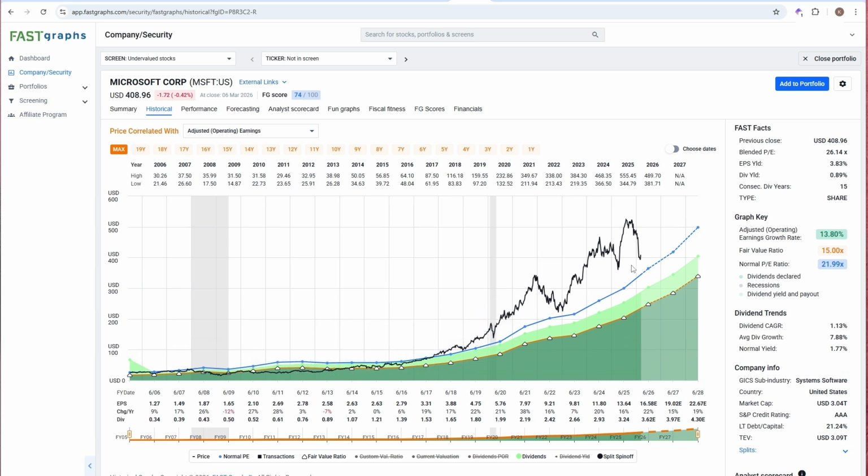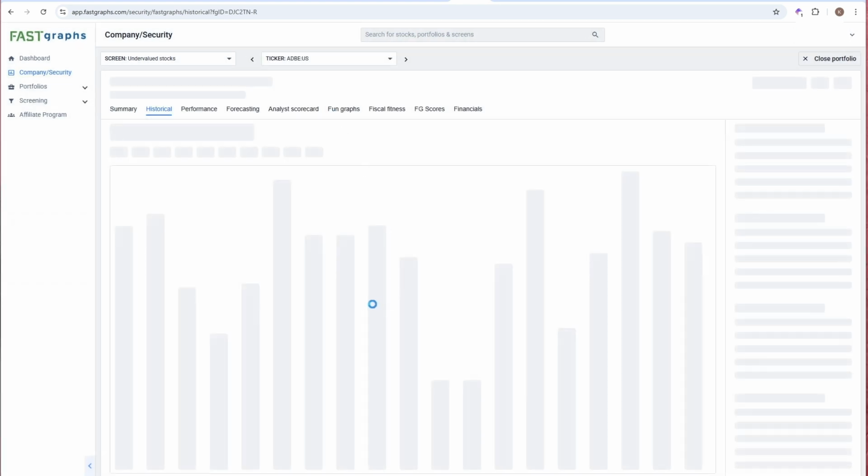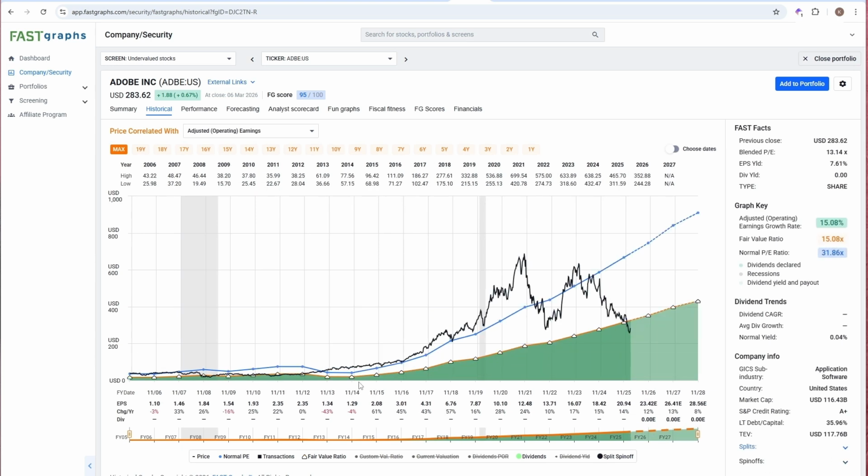But sometimes, the stock price moves far away from the underlying fundamentals. And that's where opportunities and risks can appear. A good example of this is Adobe. Adobe has been a very strong business for many years. The company has consistently grown its earnings. But there were periods when the stock price increased much faster than the company's earnings growth. When that happens, the stock can become overvalued. Eventually, the price often moves back toward the company's normal valuation.